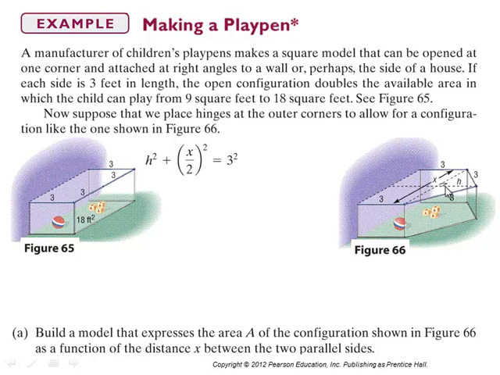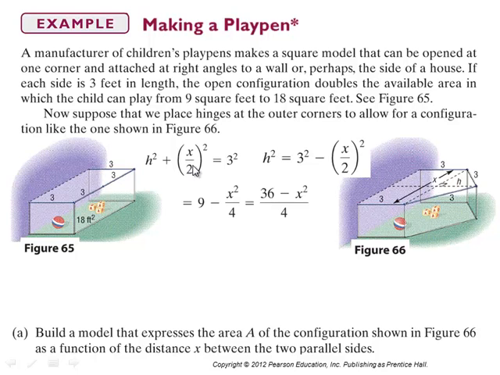And remember, the Pythagorean theorem says that the sum of the squares of the legs is equal to the square of the hypotenuse. Now the hypotenuse is 3. And this height right here, that's h. Now x over 2 will be the length of this leg right here. So we have h squared plus (x over 2) squared is equal to 3 squared. That's a good equation.